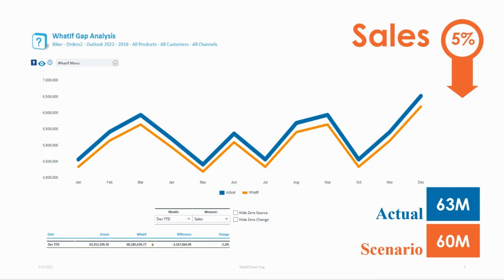This is our monthly sales. The blue is our actuals and orange our scenario. The scenario is set up so sales tracks at 5% less than actuals. So by the end of the year, actuals are 63 million, while our scenario would only be 60 million.